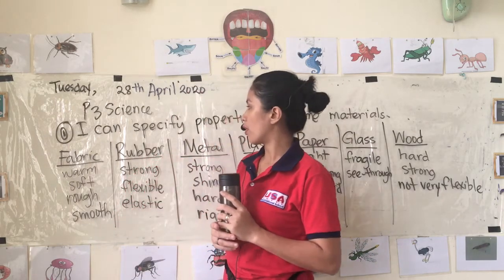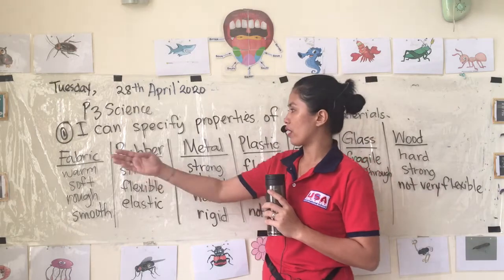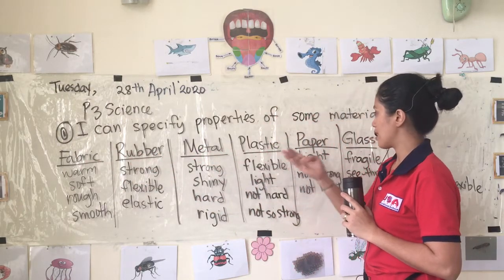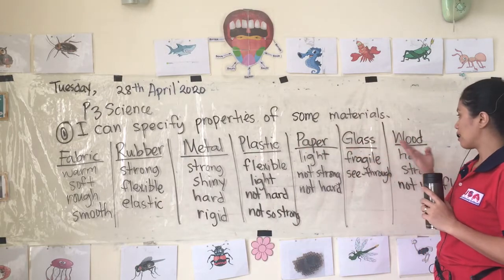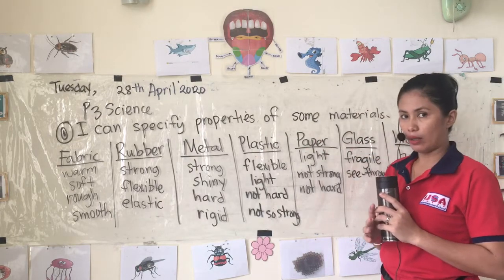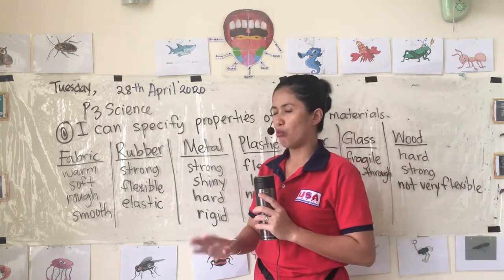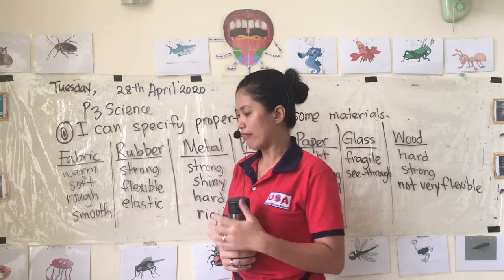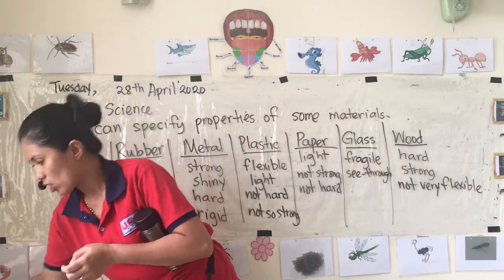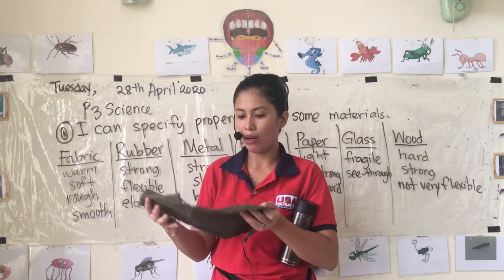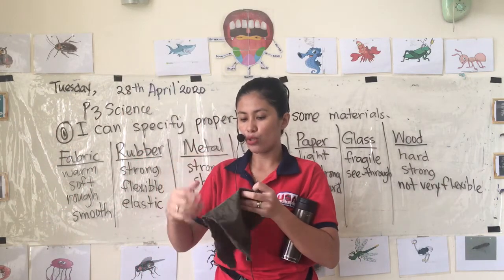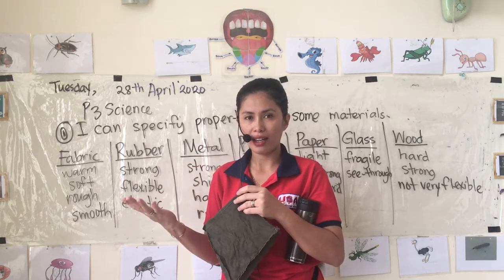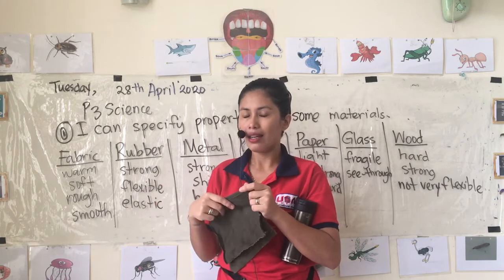So these are only a few. I have here fabric, rubber, metal, plastic, paper, glass, and wood. So we will discuss later what the properties of those materials are. So fabric is like this piece of cloth. So we know that fabric is used to make clothes, sweaters, jackets, or anything, right?